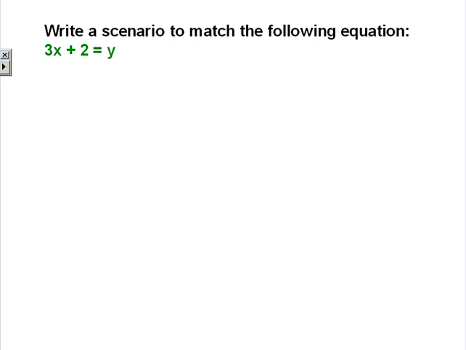Okay, we're going to practice writing scenarios to match equations. So if I was asked to write a real-life scenario for the equation 3x plus 2 equals y, the first thing that I ask myself is, what is the value that I would start with? And what I mean by that is, if x was 0, what would y be?